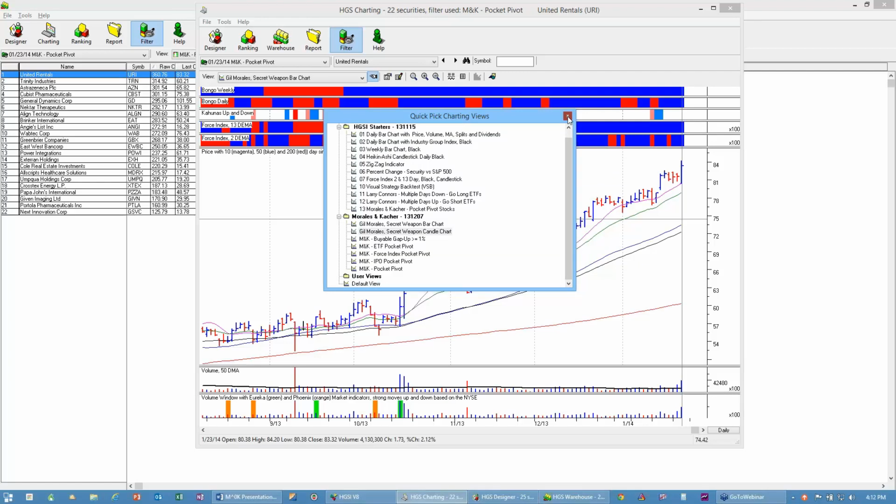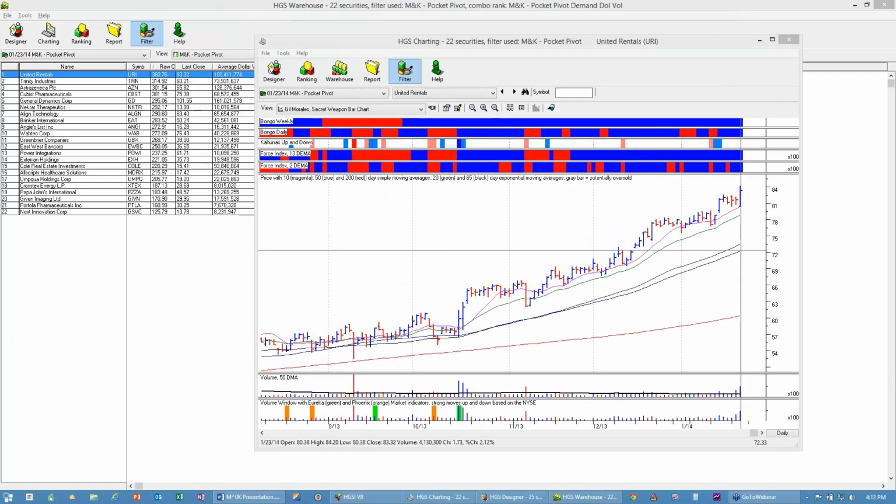And these indicators work very well, and they work well in HGSI. Okay, there's a question on the secret weapon chart. When the kahuna is up and down, signals of blue or red, do you recommend waiting a day or two for confirmation before triggering a buy or sell? Well, that's a pretty tough call.